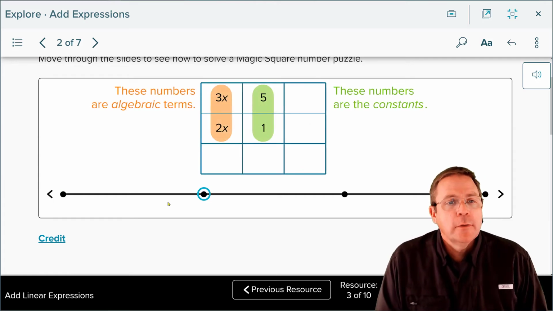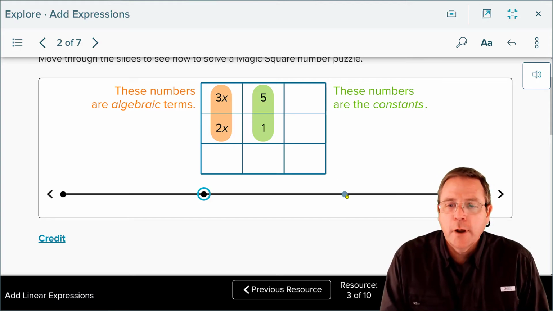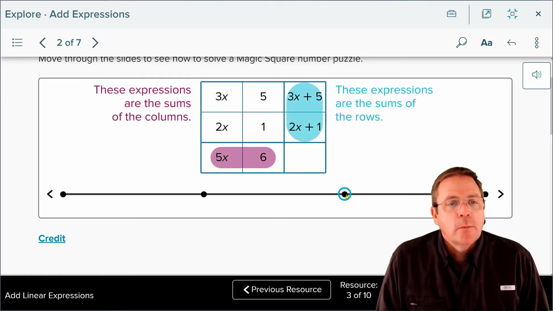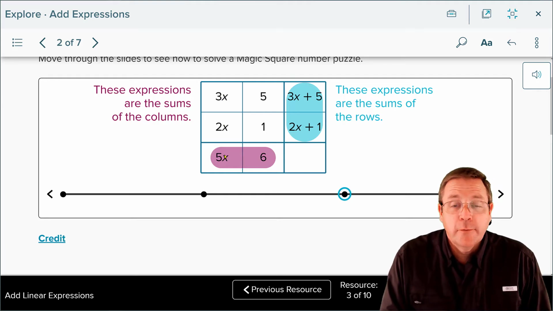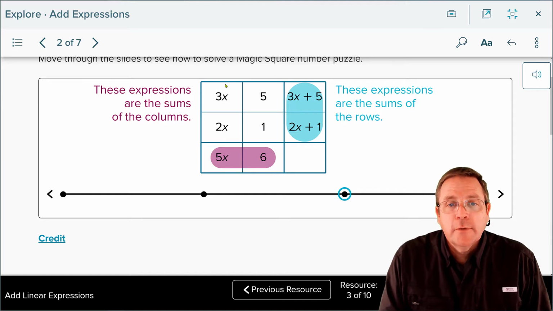You're going to take these numbers, the algebraic terms in orange, and these numbers, the constants in green, and from there we're going to say that these expressions are the sums. So you have 3x plus 2x is 5x, and then 5 plus 1 is 6, going this way. 3x plus 5x, and 2x plus 1 is going to be that way. And then what do you have when you put it all together?